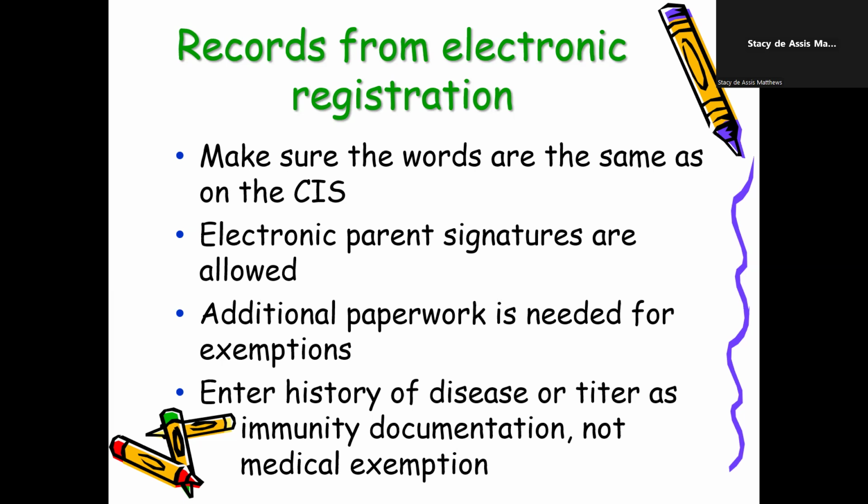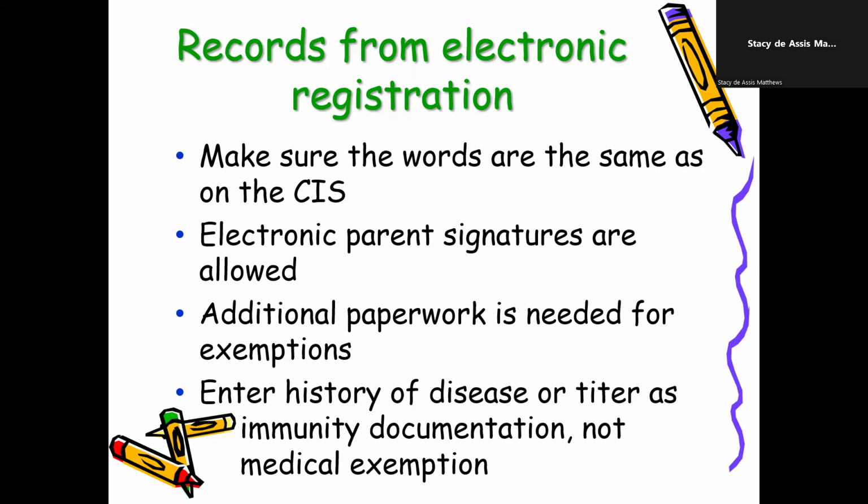Electronic parent signatures are allowed for immunizations in Oregon. And remember, additional paperwork is needed if someone is claiming an exemption. They can't simply input that information through the student information system. You'll need to make sure that you have a vaccine education certificate on file for that exemption, as well as the non-medical exemption section completed on the Certificate of Immunization Status.